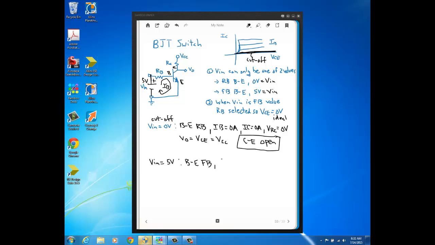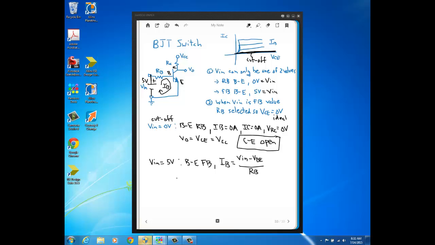And that base current would just be Vin minus the drop across the forward bias diode. So if it's silicon, it'd be 0.6, but since we're doing everything in variables here, we'll put VBE. But again, if it's a silicon transistor, VBE would just be 0.6 volts, and then divided by RB. Okay, so that's your base current.